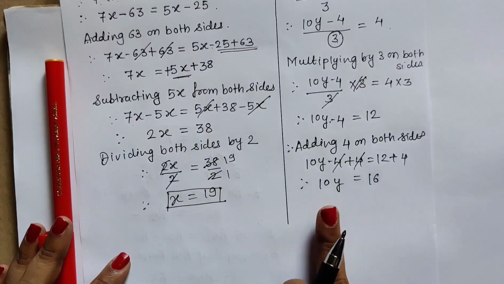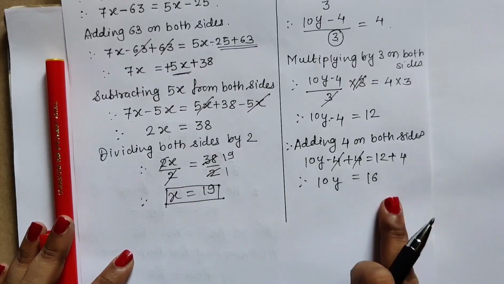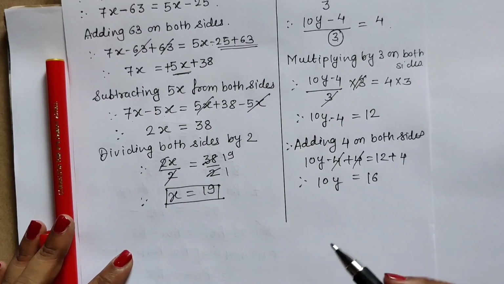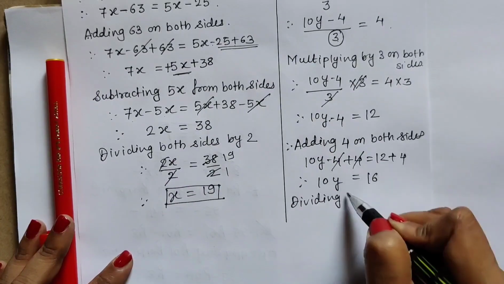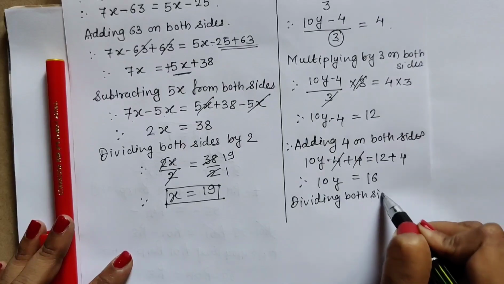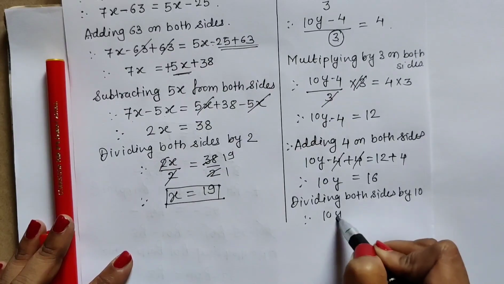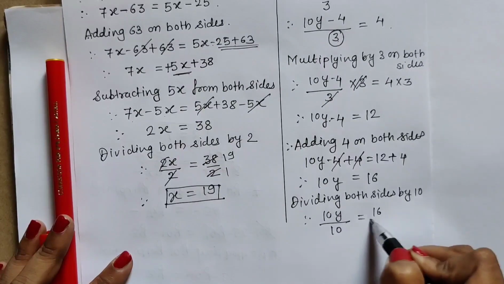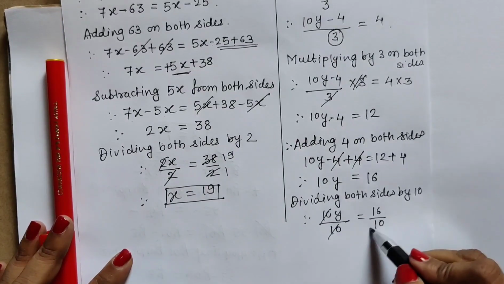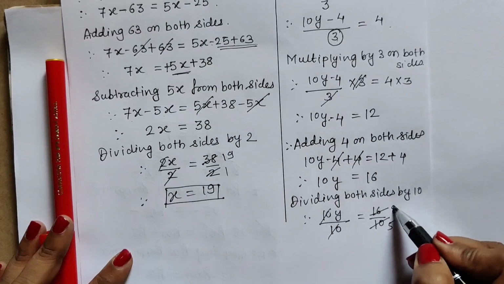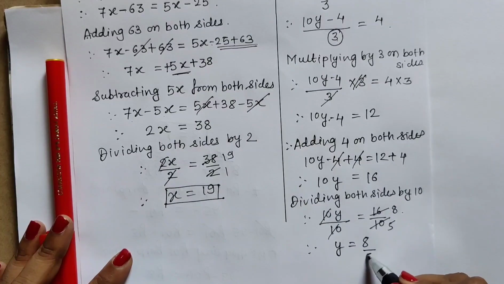Again 10 is there on the left hand side. As we know, a number should not be there on the left hand side, so this 10 should be transferred. Here it is 10 multiplied by y, so while transferring we have to do dividing by. Dividing both sides by 10: 10y upon 10 and 16 upon 10. 10 cancelled. Here we can cancel by 2. 2 fives are 10, 2 eights are 16. So y is equal to 8 upon 5.